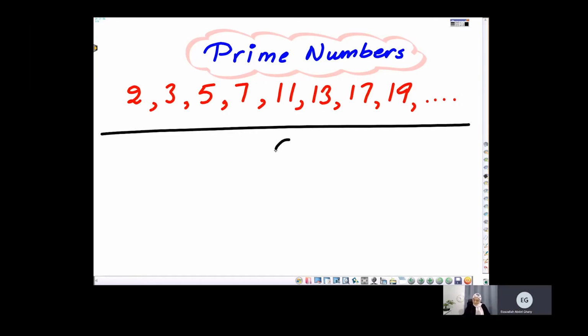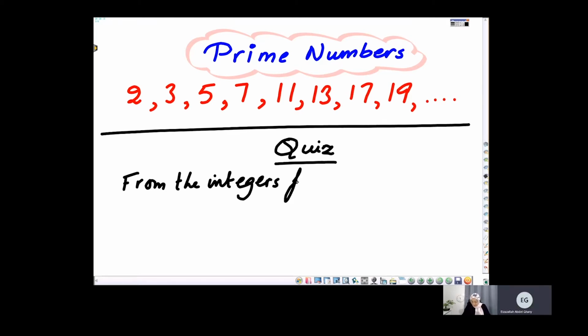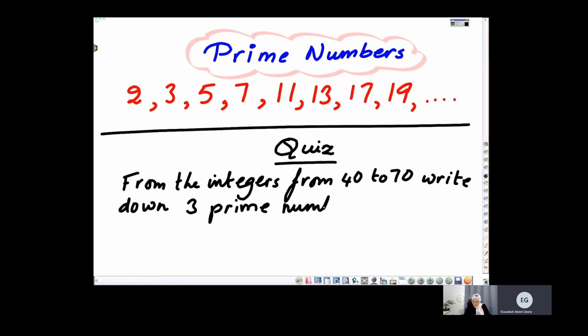Quiz. From the integers from 40 to 70, write down 3 prime numbers. Think about it.